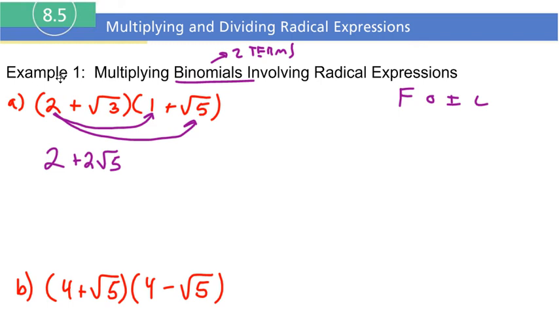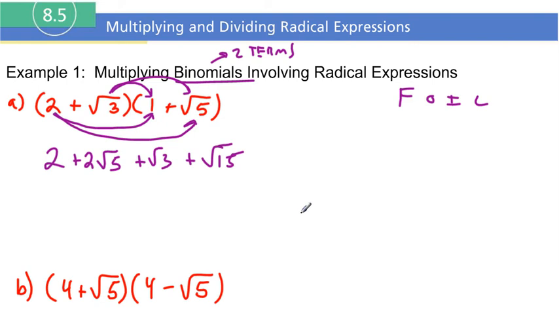2 times radical 5 is not radical 10, because both numbers have to be under the radical in order to put the product underneath the radical. So I just put the 2 on the outside and the radical 5 on the inside, and this just means 2 times radical 5. Now let's do the I, inside. Radical 3 times 1 is just radical 3, and then L for last, radical 3 times radical 5, which is radical 15.